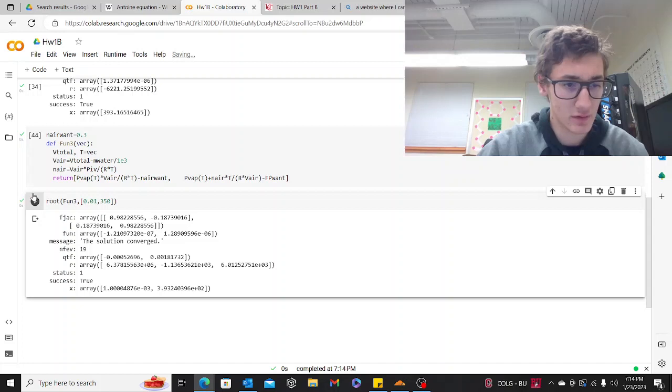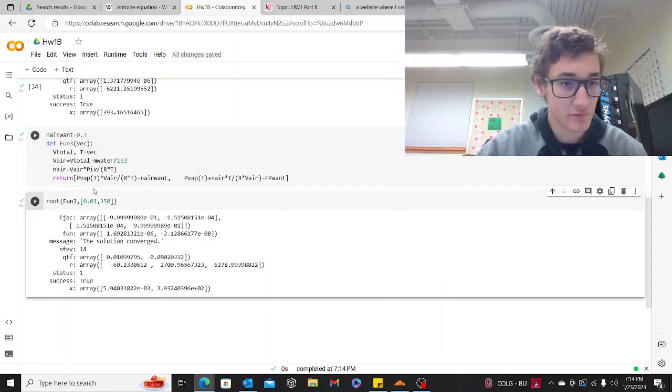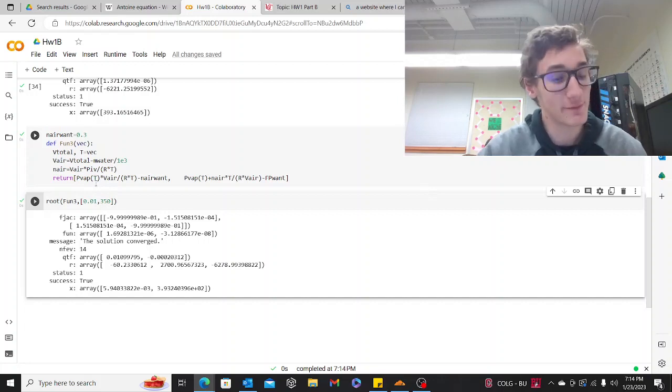Let's see what happens. Ooh, I don't like that. And from here, my issue was I was using pressure initial when I should have been using the total pressure of the vapor phase. And so this ends up getting the value we want.